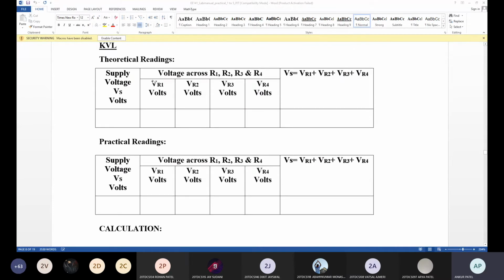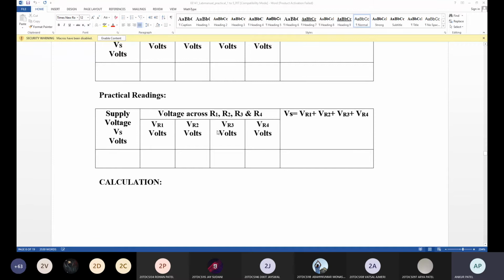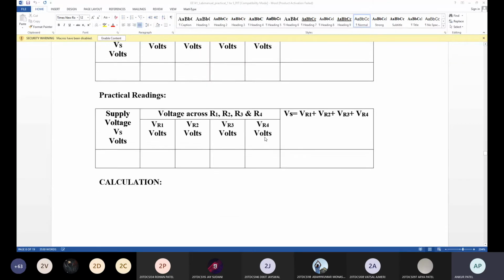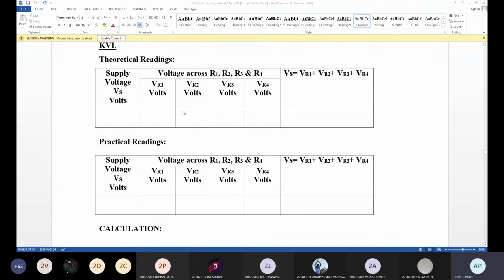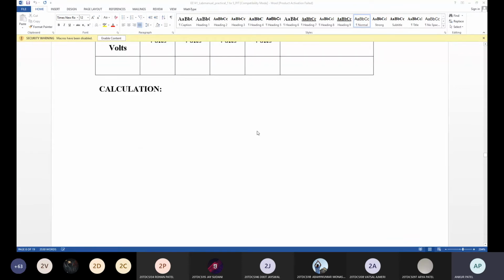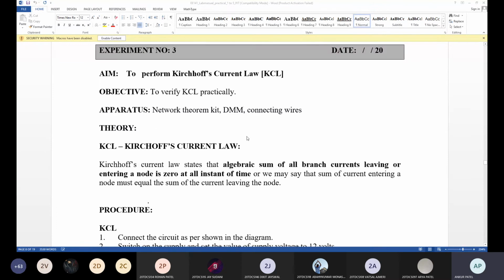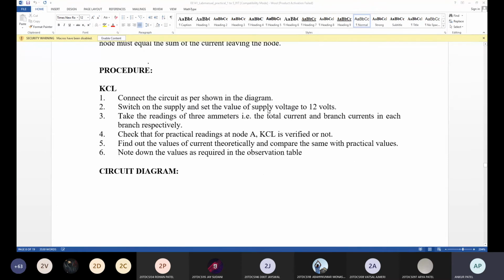For the calculation, you just need to show it for this theoretical reading. Practically, we will take it by practical. So there is no need of calculation here, but to get this theoretical reading, you need to use this value, do these calculations, and put the value here after calculation. So just show the calculation and conclusion. Same for this Kirchhoff's current law.